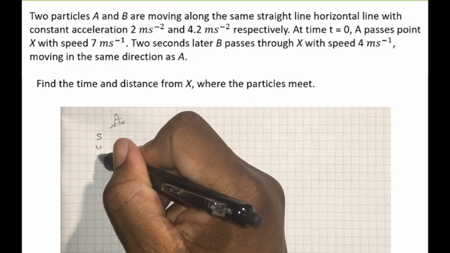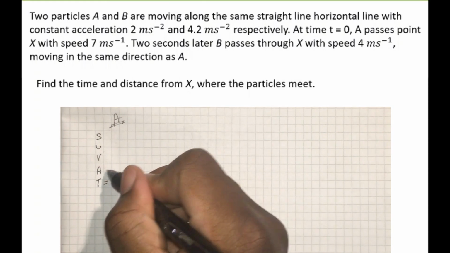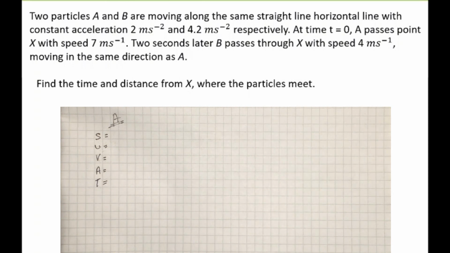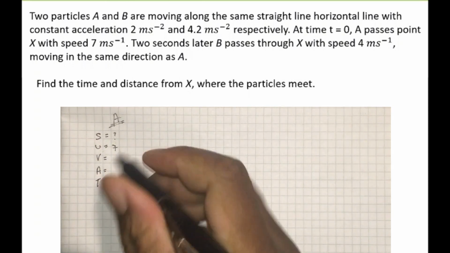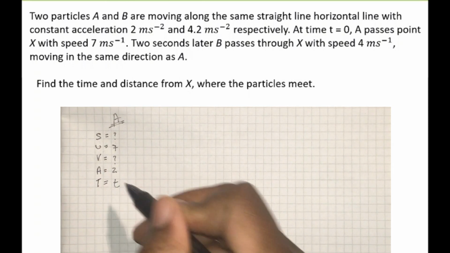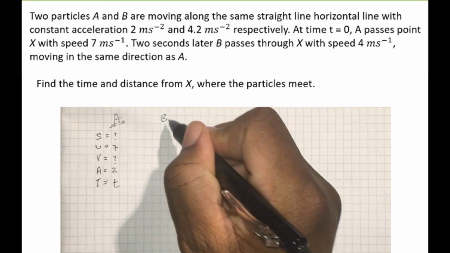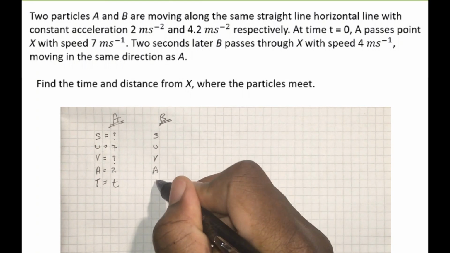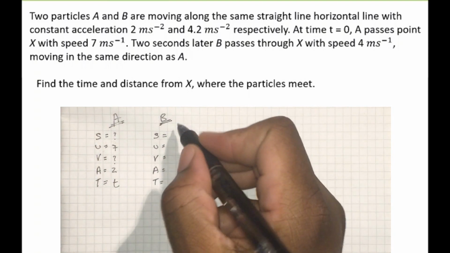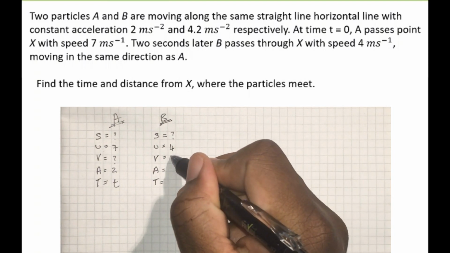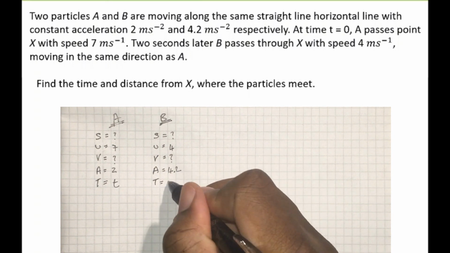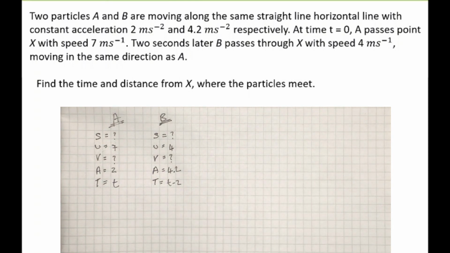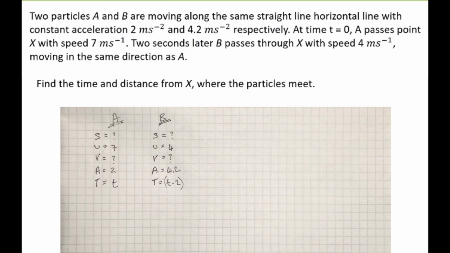So I'm just going to go ahead and collect the variables that are in the question. For particle A, what SUVAT variables do we know? I don't know what the displacement is, but I do know the initial velocity is 7. We don't know the final velocity, but I know that the acceleration is 2 and I have an unknown time. For particle B, I don't know the displacement. The initial velocity is 4. Final velocity is unknown. Acceleration is 4.2. And the time, now this is the important bit, the time we're going to describe as t minus 2.